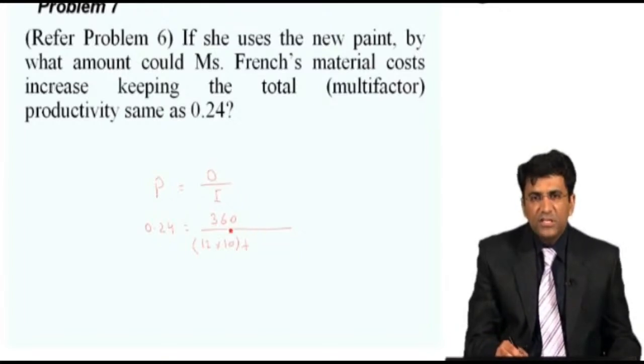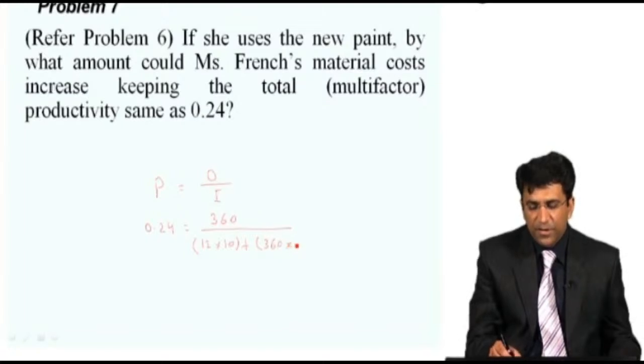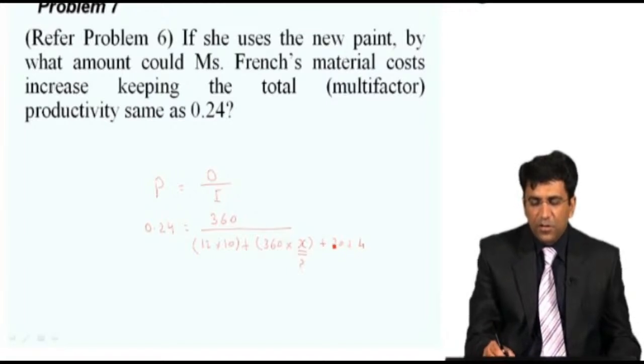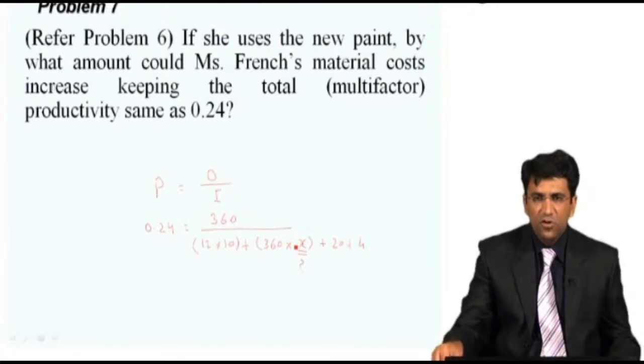If the output is 360, then in order to calculate the total material cost, we'll have to multiply this 360 by the per unit cost, X. Now this X is to be calculated by us. Again the energy cost and the supply cost will remain the same. So you can see in this equation only X is unknown. By solving this equation, we can easily calculate the value of X, that is our per unit cost.